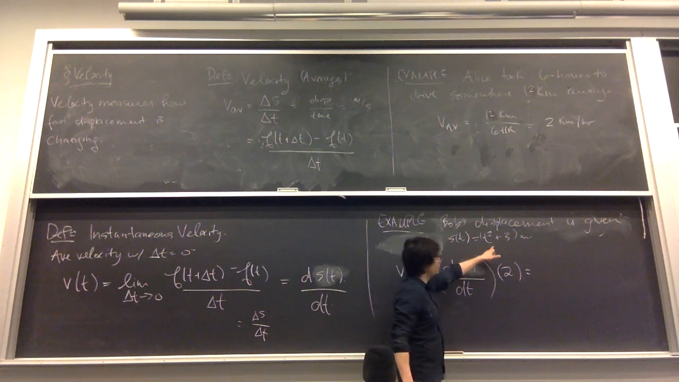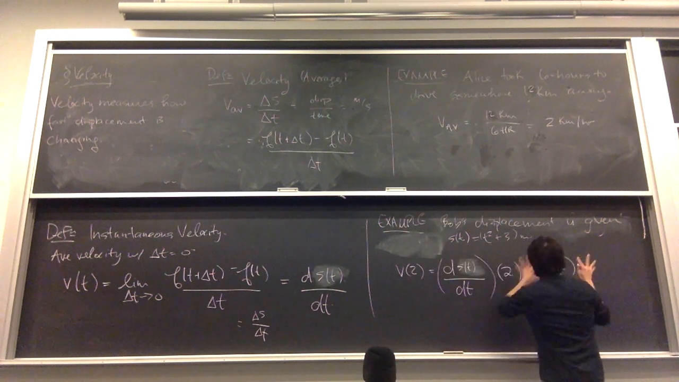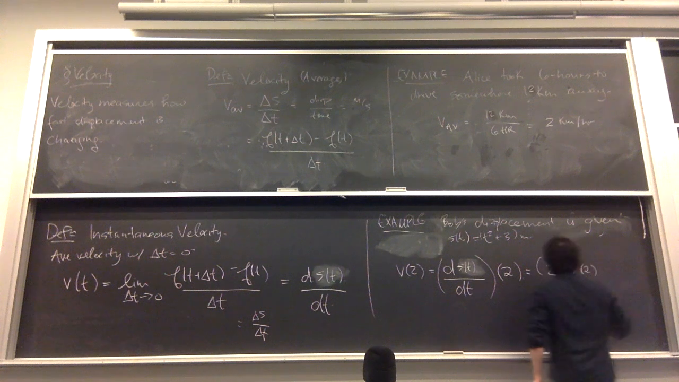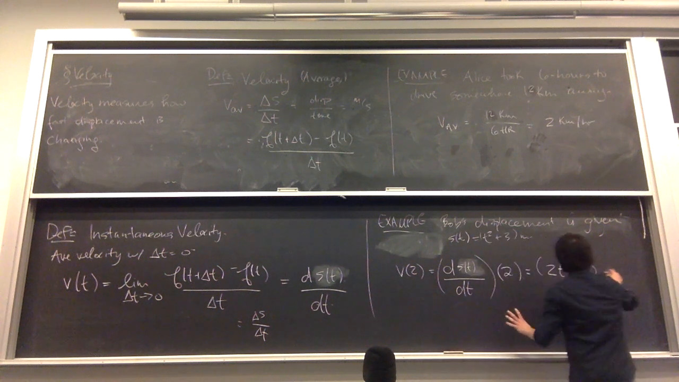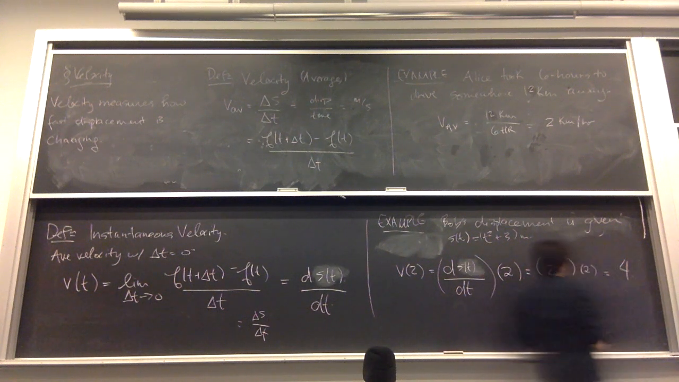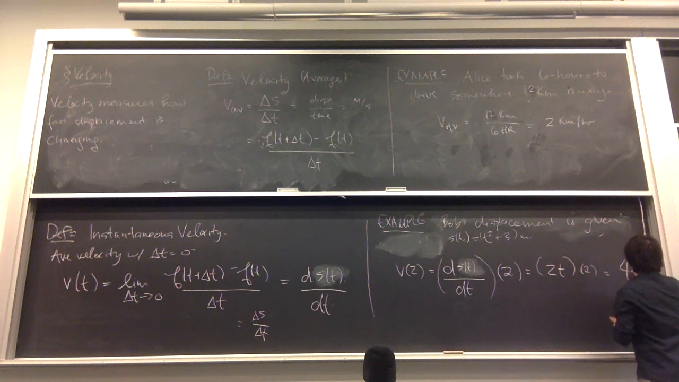So can anyone tell me what the derivative of this is with respect to t? 2t. Okay, so this is going to be 2t. And then we have to evaluate this function at 2. So don't get confused. This isn't multiplication. I know sometimes things can get confusing, but so be it. So if I put 2 into here, you get 4. And it's going to be 4 meters per second squared.